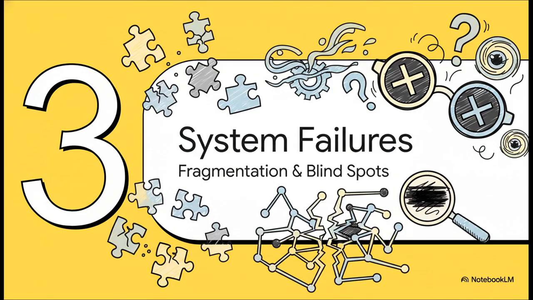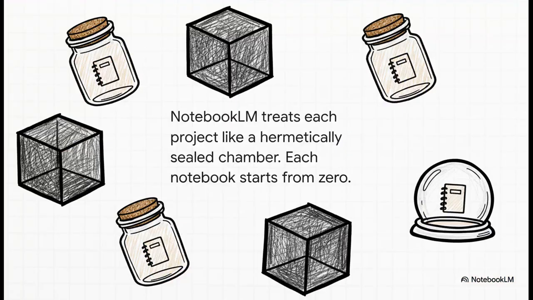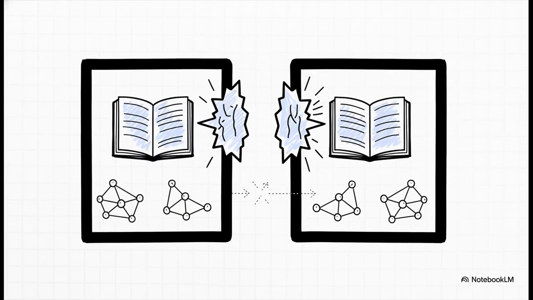So let's move on and see how this one issue builds into even deeper problems. Things like knowledge fragmentation and data blindness. To really understand the next risk, you have to grasp this core concept of how the tool is structured. Think of every notebook, every project you create, as its own sealed chamber. And here's the thing, they can't talk to each other.